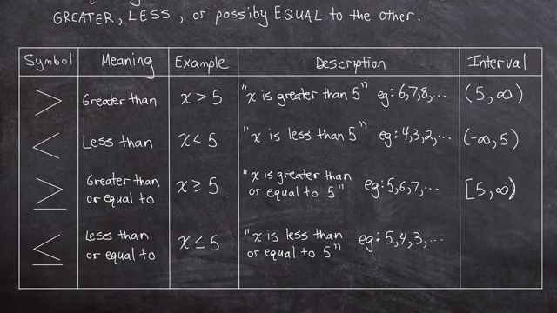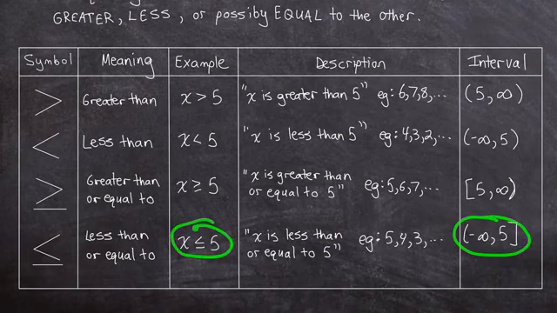And in interval notation, we could say it's the set of values between negative infinity and 5, but we want to include 5, so I'll put a square bracket at 5. So this interval describes this inequality. It contains all of the values that are less than or equal to 5.